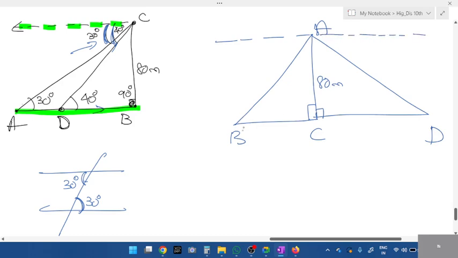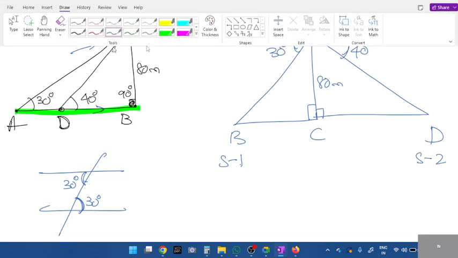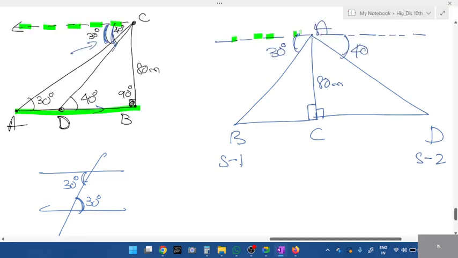So the first ship we will take as B, ship 1. Ship 2 we will take as D, ship 2. The angle at ship 1 is 30 degrees, mark 30. The angle at ship 2 is 40 degrees. Fine. So parallel lines. Look, this entire thing is a parallel line.